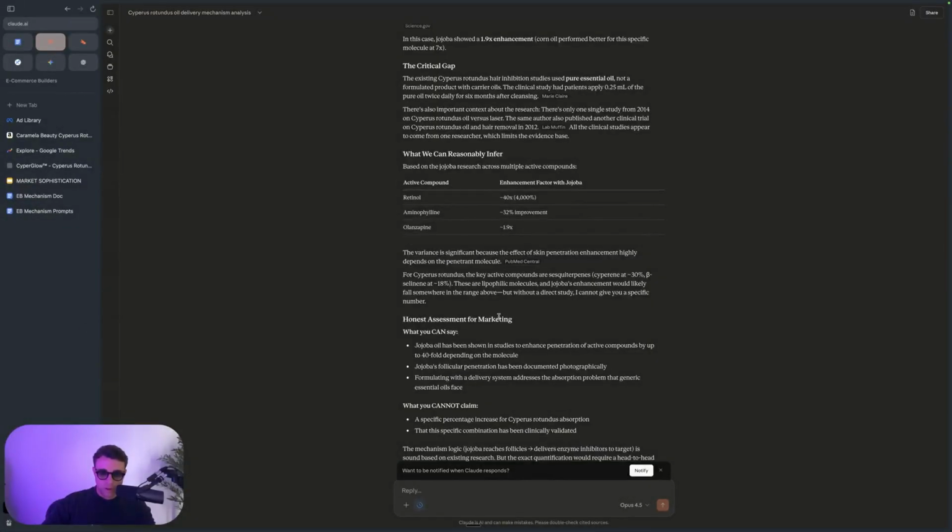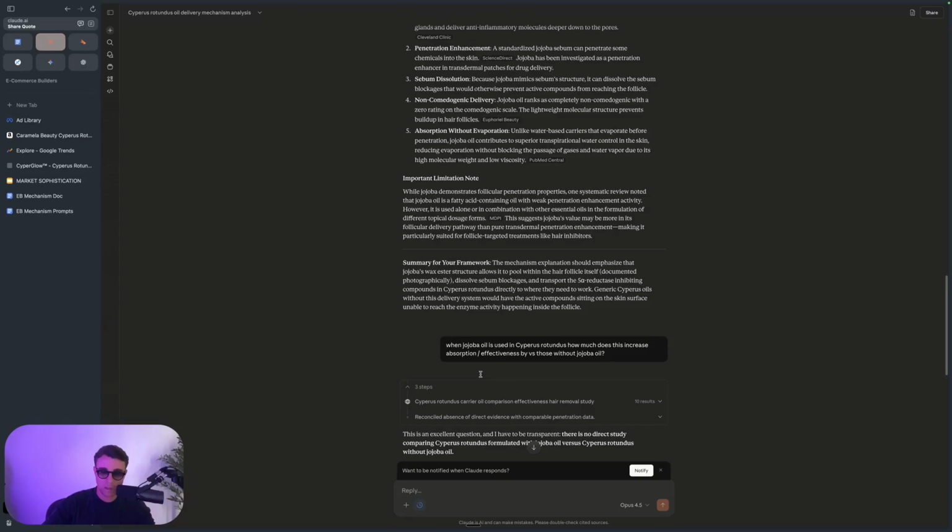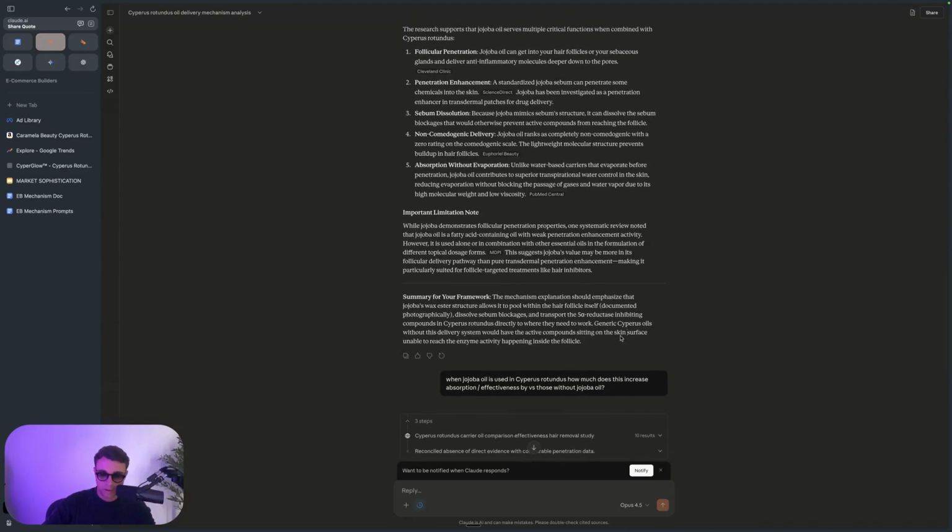Okay, so just doing a little bit more of a deep dive into using this as a supporting mechanism. You can see here, jojoba oil has been shown in studies to enhance penetration of active compounds by up to 40-fold, depending on the molecule. Jojoba's follicular penetration has been documented. And then up here, it's essentially saying generic cyperus oils without this delivery system would have the active compounds sitting on the skin surface, unable to reach the enzyme activity happening inside the follicle.